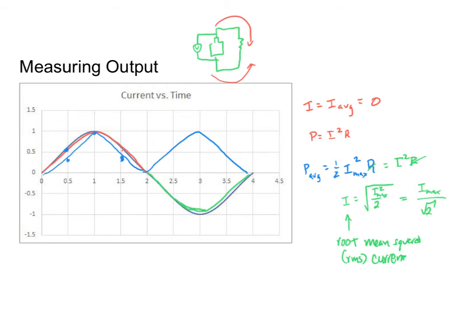And this is how we will be measuring current for our alternating currents. So instead of taking the average current, what we'll be taking is the root mean squared current. And we get that by talking about the equivalent DC power that would cause me to have the same average power as my alternating current.